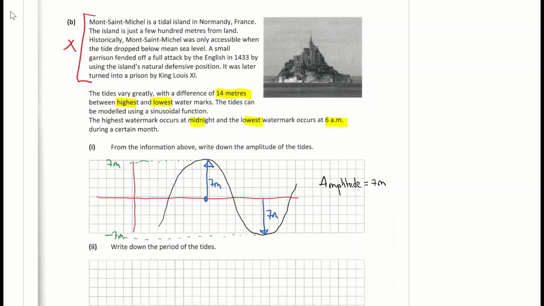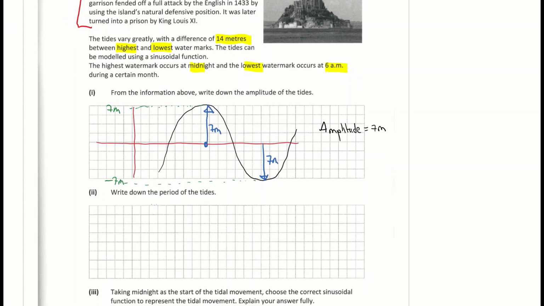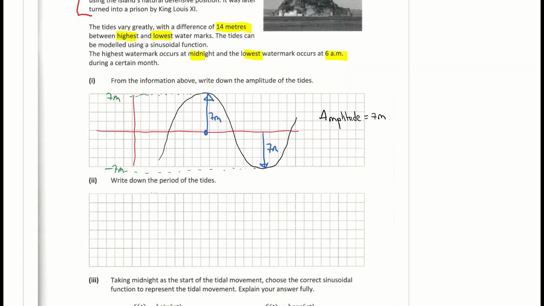The second part now wants us to write down the period of the tides. So again, what I'm going to do here is just sketch an XY graph, and I'm coming up 7 meters and I'm going down 7 meters. Now we don't know again where it starts, where it cuts through the y-axis, but let's just say I'm going to pick a section of the graph. So I'm going to pick out here. So it looks something like this. And again, that continues and that continues.